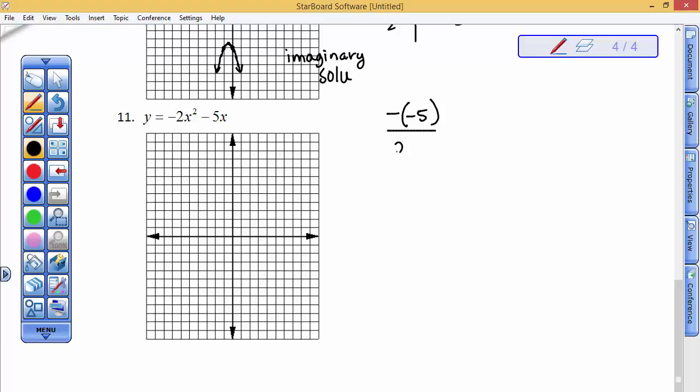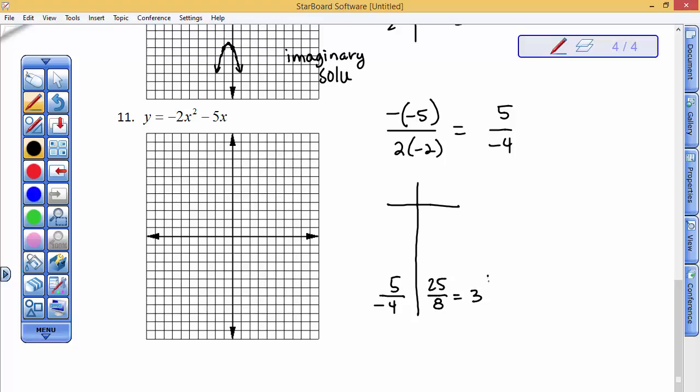So finally, let's go ahead and look at this one. And so the opposite of b is 5 all over 2 times a. So that's 5 over a negative 4. And when you put 5 over a negative 4, or a negative 1.25, in here and square it and multiply it by a negative 2, etc., you get 25 over 8, which is 3 1/8. So I'm going to go to the left 1.25 and up 3 1/8. Very tough to do by hand. Again, that's why I'd get my graphing calculator out.